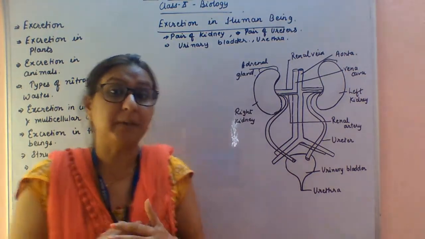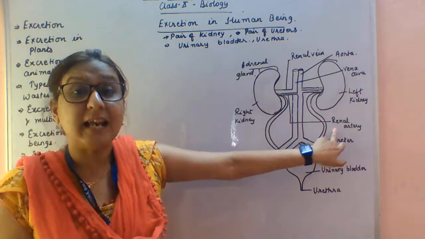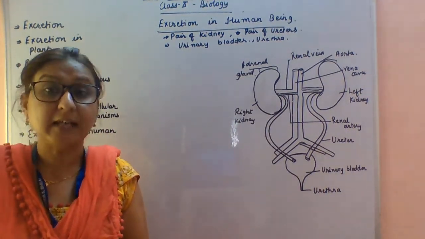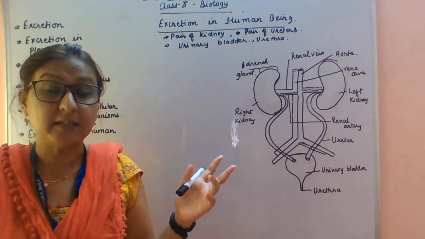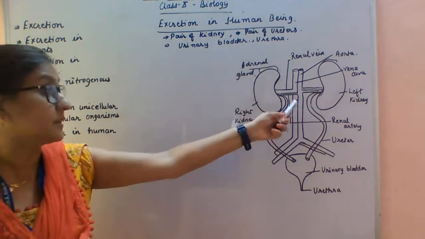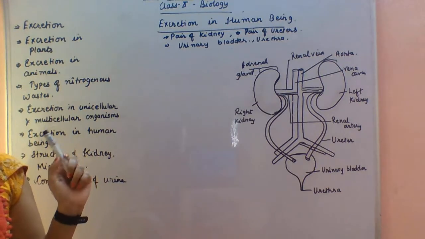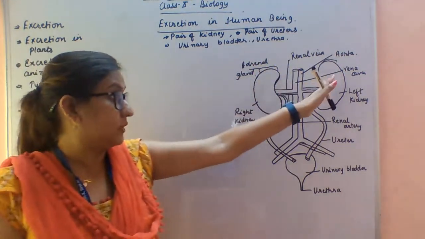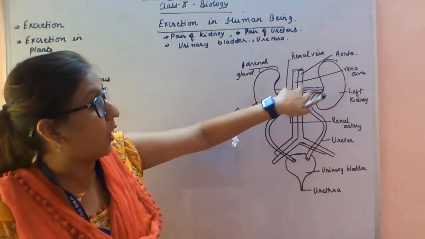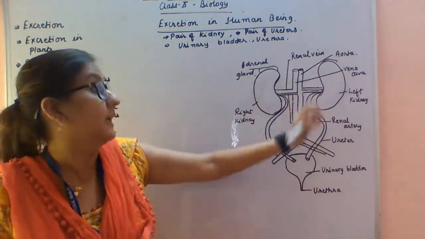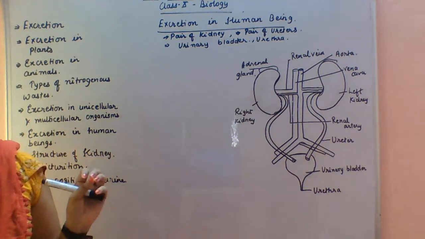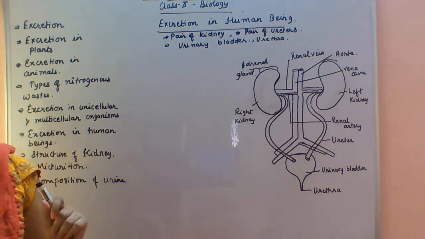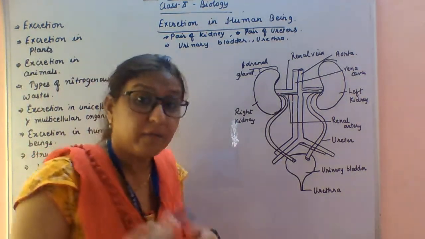For filtration, the blood comes to the kidney through the renal artery. Left and right renal arteries are present. Through the left and right renal arteries, this oxygenated blood laden with impurities comes to the kidney. The left and right renal arteries come out from the abdominal aorta. The deoxygenated blood leaves the kidney via the left and right renal veins and runs into the inferior vena cava.